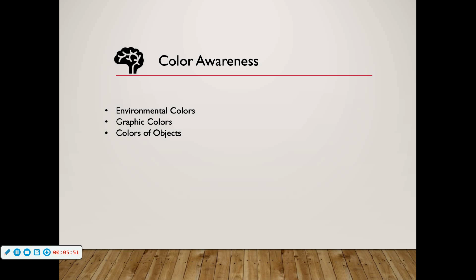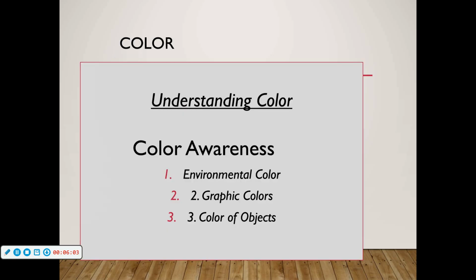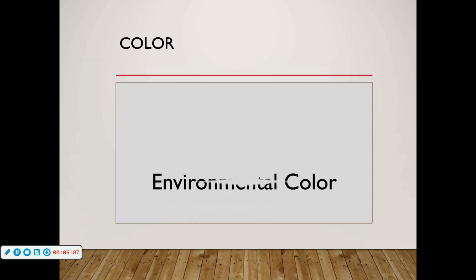So there's three different ways that colors are used: environmental color, graphic colors, and colors of objects. So it's ways that we're thinking about color. Environmental color, graphic colors, color of objects. What is that? We'll talk about environmental color first.